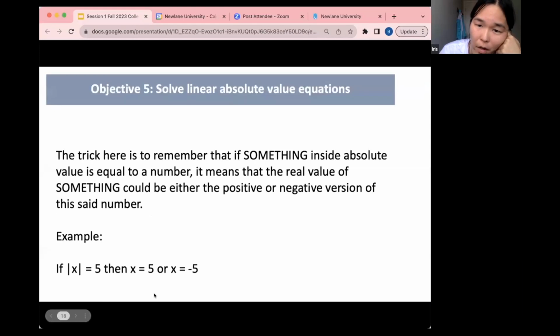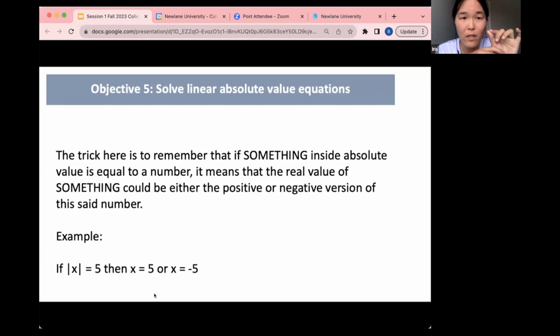Objective 5 is about solving linear absolute value equations. Absolute value is represented by these vertical bars outside of the expression. The only thing you need to remember is that to start solving an absolute value equation, we will split that equation into two separate linear equations without the absolute value sign.